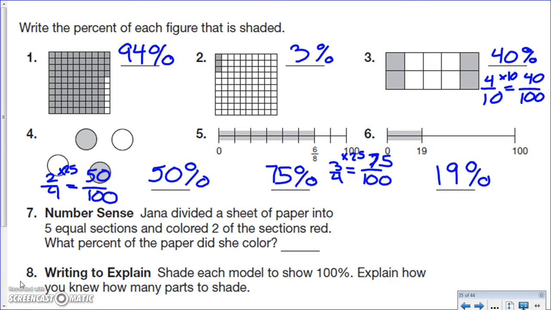For number sense, Jana divided a sheet of paper into 5 equal sections and colored 2 of the sections red. What percent of the paper did she color? So we're going to set up a proportion with 2/5 as our fraction equals something over 100, 100 is going to be the denominator in the second one, and we need to figure out the numerator. We know to get from 5 to 100, we multiply by 20. So we're going to do the same thing to the 2 at the top and get 40. That means Jana shaded in 40% of her paper.